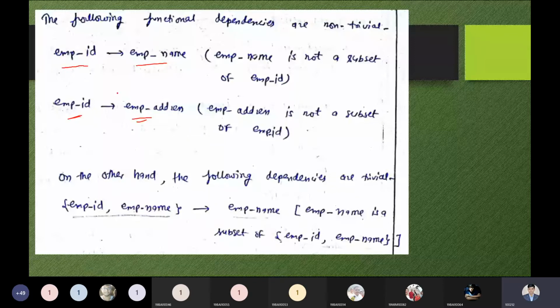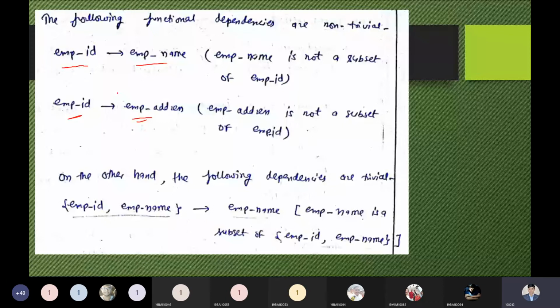There is no issue. Employee address depends on the employee ID. So we can search out the address, or we can search out the employee ID by putting in the address, for query purposes. But this attribute is not a subset of the employee ID. So at that time, the functional dependency is categorized as a non-trivial functional dependency. So this is a simple example you can see over here.